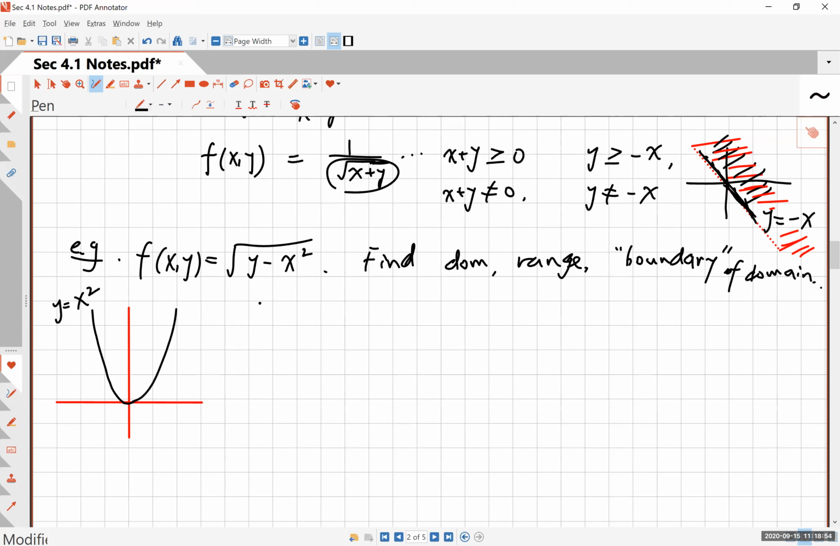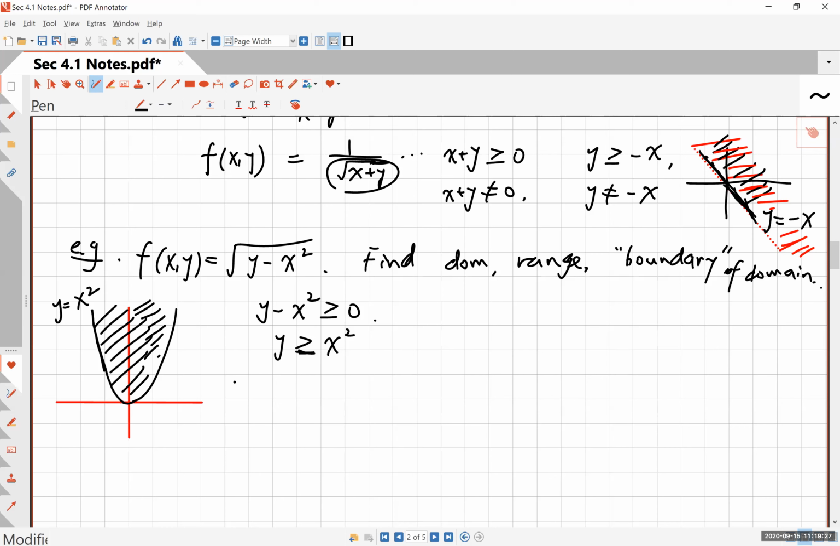All right, now for this one here, you want y minus x squared to be non-negative, right? Now, is 0 okay? Yeah, the square root of 0 is actually 0. It is well defined, so that is okay. And so the domain is a set of all points where y is greater than or equal to x squared. So that would be all of the points on the parabola and all the points sort of inside of the parabola, if you can define what the word inside means.